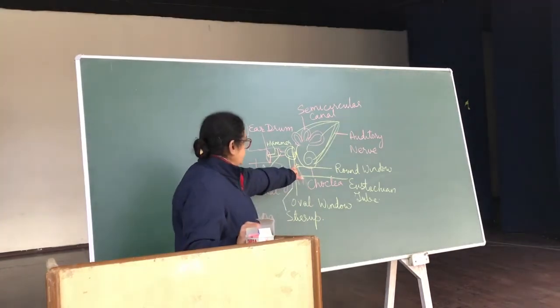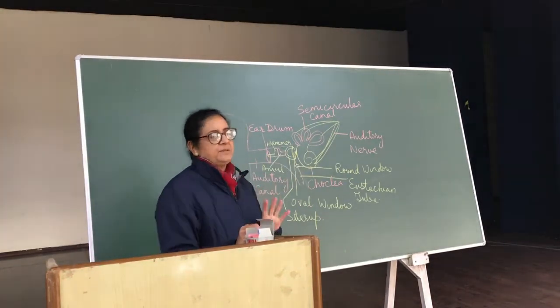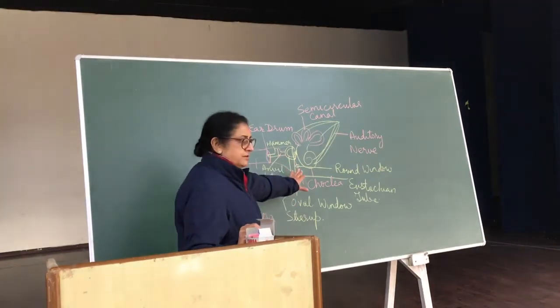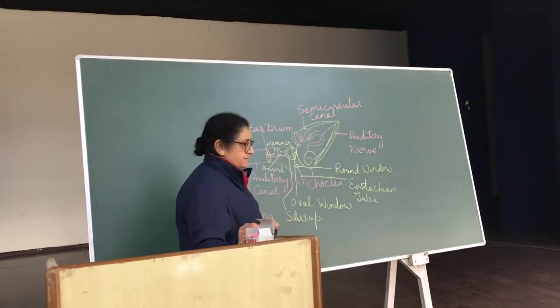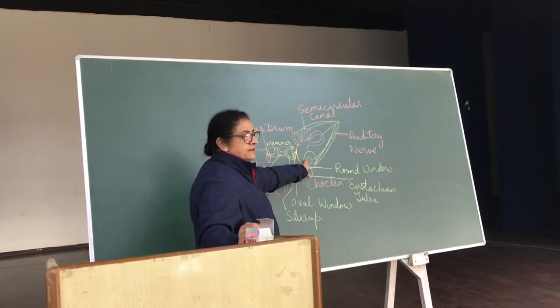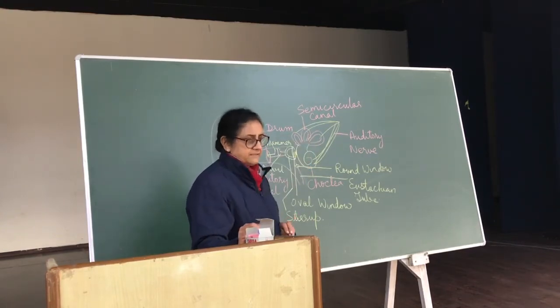And there is even a round window here. It is also a membranous structure. So this is the middle ear. Then comes the inner ear. And the inner ear comprises the cochlea and the semicircular canals.